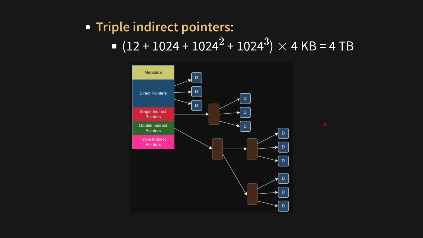And then finally we have the triple indirect pointers, where, again, you can see the pattern here, 12 plus 1024 until we have for the triple indirect pointers 1024 to the power 3. And when we multiply this by 4 kilobytes for each block, we have roughly around 4 terabytes. This is, I think, approximated. It's not really accurate, but still, just keep that in mind. I think it's more than enough to have 4 terabytes.